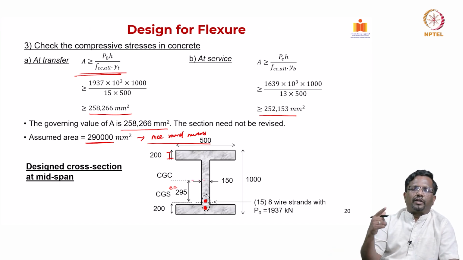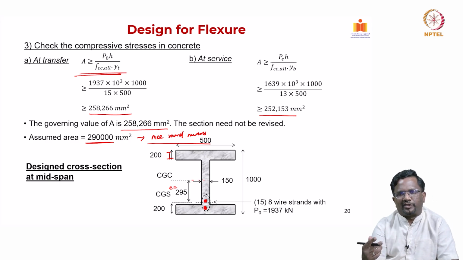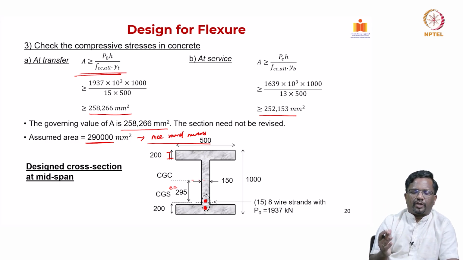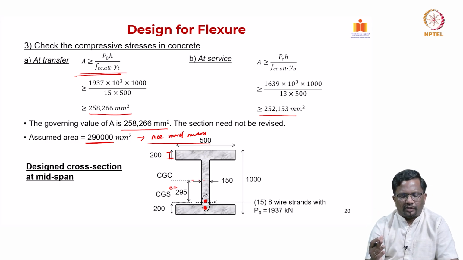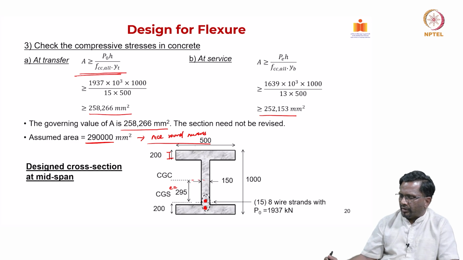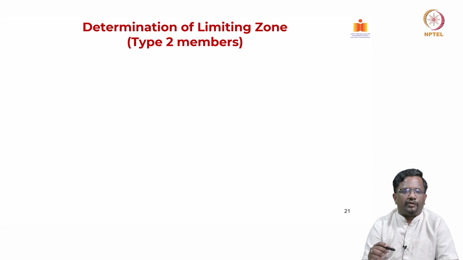Only in the calculations of E you have to do some iterations, but in this case, in the first iteration itself we found the value, because the provision of area of prestressing strand I have to put in round numbers. I cannot put it in decimals, so I have to keep a round number. So it worked out to be good with a P naught of 1937 kilonewton, right. Now this is with respect to design of type 1 section.